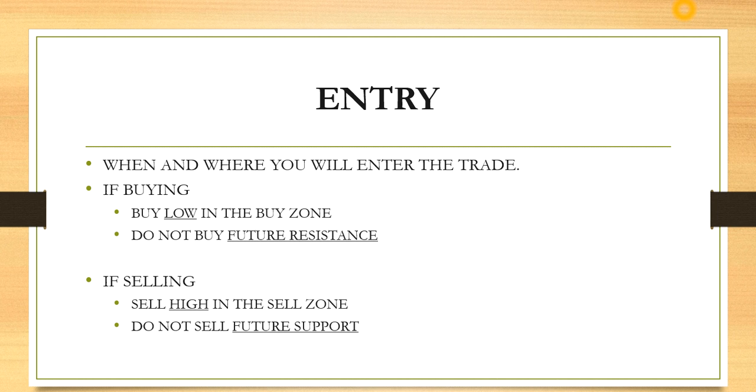So if you're going to buy, there are two rules: buy low in the buy zone, and do not buy future resistance. Now, I know you don't know some of these things, but just bear with me for now. And if you're going to sell, you want to sell high in the sell zone, and we do not sell future support. I'm going to show you this on an actual trade.